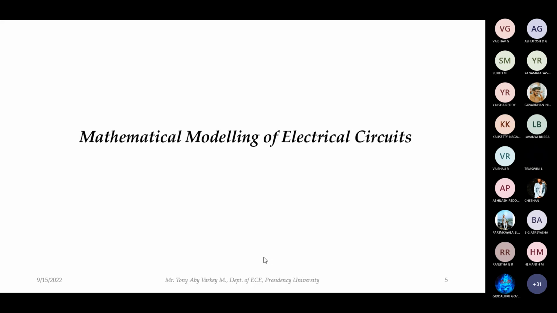Mathematical modeling means whatever physical electrical circuit you have, you will be modeling it in terms of differential equations. That is what is meant by mathematical modeling. You will be representing the system in terms of equations. Whatever system, if you are able to represent it using equations, then it becomes a mathematical model.